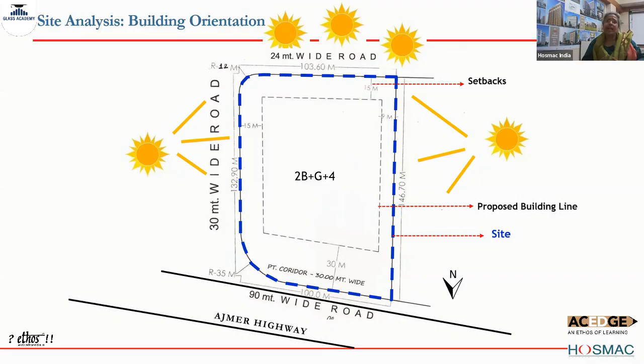Okay, so in this slide, we can see that the setback rule will be applicable, and the bylaws will be applicable. We can decide how tall a building can be. That is why we have written that it goes into 2 basements, a ground, and 4 floors. The site sun path movement we have to check. Then we can align or orient the building.